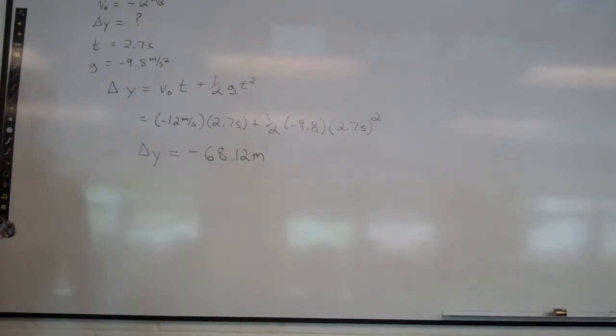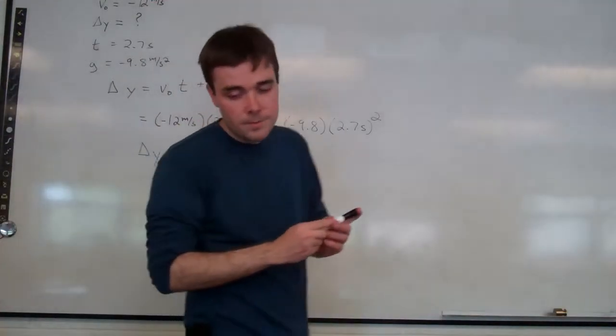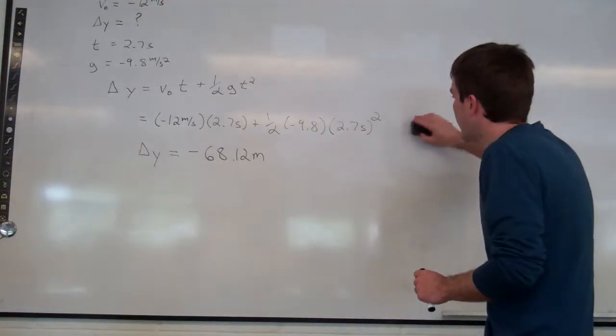We get a negative because we figured out how far it fell. If it's asking for how high the cliff is, we'd make it positive, but I'd accept either answer. Everybody understand that? Alright. Last one. Can I erase this?